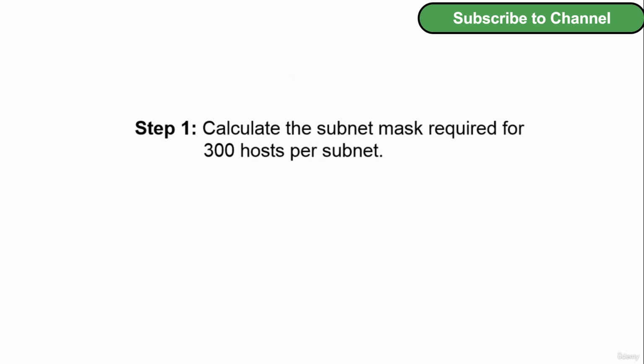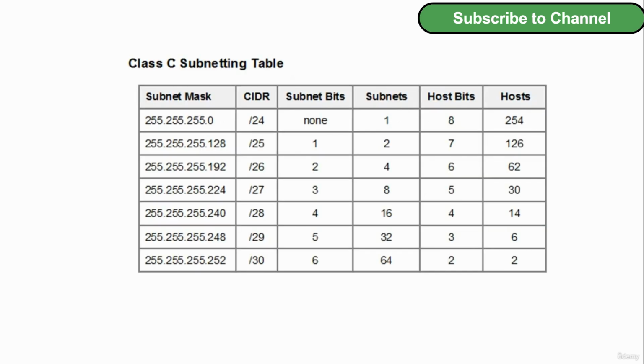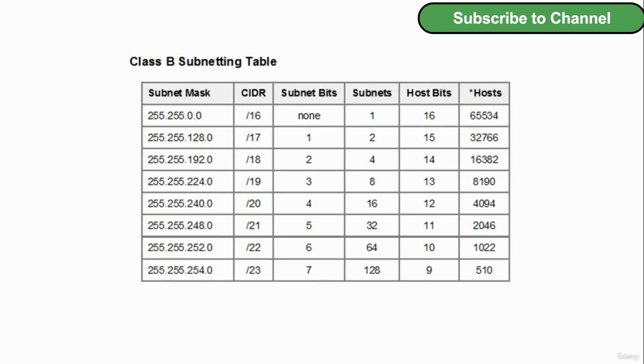And so step 1, calculate the subnet mask required for 300 hosts. So it gets a little interesting here, so I'm going right up to 254. So I realize I can't even use the /24, so this Class C subnetting table is not going to work. 254 is not enough. So I'm going to go to the Class B subnetting table. In this case, that'll work. That's 510, so that's the option that I have to use.